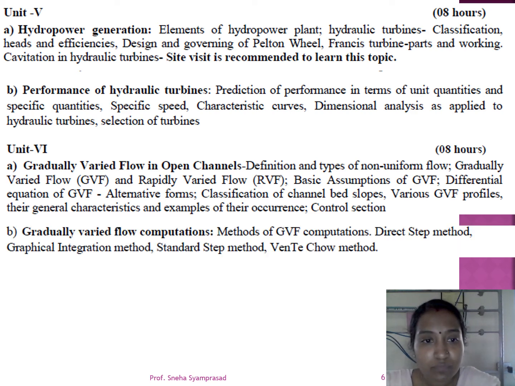In gradually varied flow computations, we have methods for how to calculate the GVF. First is the direct step method, the graphical integration method, the standard step method, and the Venn-Cho method. These are very important methods, and based on these we have some analytical problems. We have to solve all those problems, and if you solve one problem perfectly, then even if they change the data, you can solve it very easily.